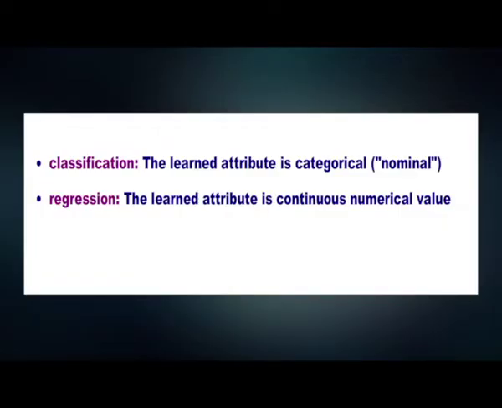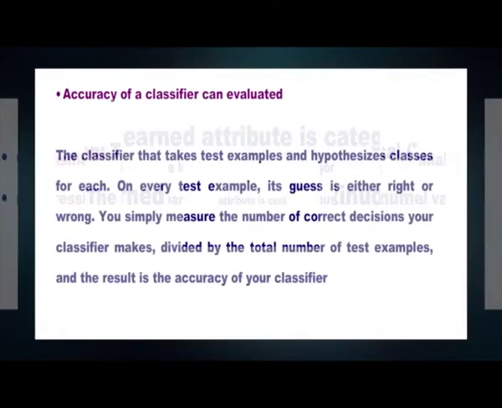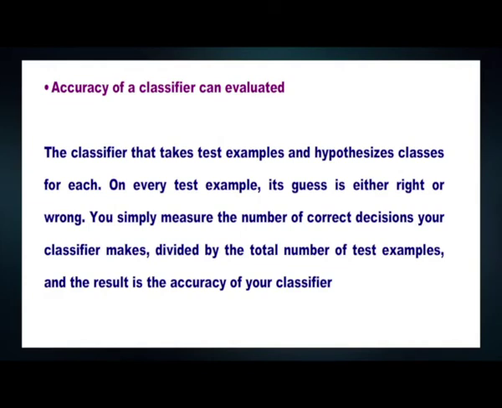To summarize the results of a classifier, a confusion matrix may be used. Here, in classification, the learned attribute is categorical or nominal, but in the case of regression, the learned attribute is a continuous numeric value. The classifier takes test examples and hypothesizes classes for each test example. On every test example, its guess is either right or wrong. You simply measure the number of correct decisions your classifier makes divided by the total number of test examples, and the result is the accuracy of your classifier.